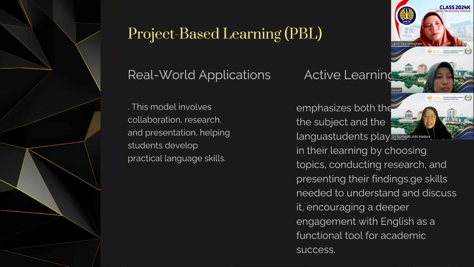Okay, the next delivery form is project-based learning. Project-based learning consists of two characteristics. The first one is real-world application. This model involves collaboration, research, and presentation, helping students develop practical language skills. Project-based learning allows students to work on long-term projects where they use English as the primary language of communication. And then the second one is active learning. This emphasizes both the content of the subject and the language itself. The students play an active role in their learning by choosing topics, conducting research, and presenting their findings in the classroom.